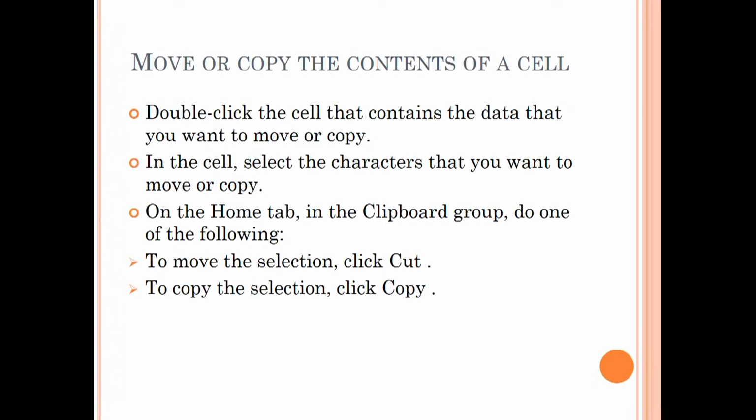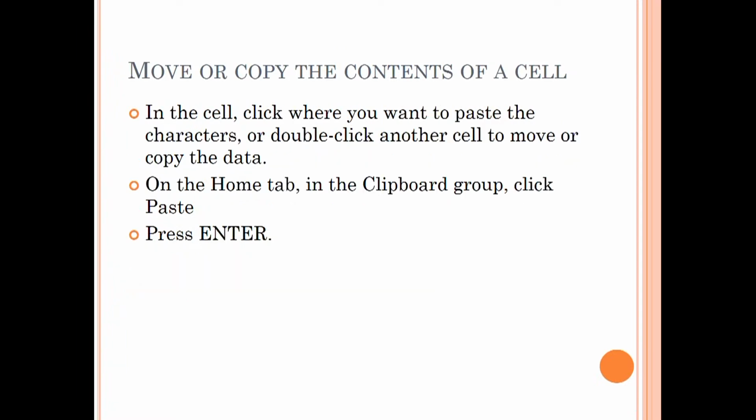Now move or copy the contents of a cell. Double click the cell that contains the data that you want to move or copy. In the cell, select the characters that you want to move or copy. On the Home tab in the Clipboard group, do one of the following. To move the selection, click Cut. To copy the selection, click Copy. Now in the cell, click where you want to paste the characters, or double click another cell to move or copy the data. Now on the Home tab in the Clipboard group, click Paste and then press Enter. So that is going to copy the content of the cell.